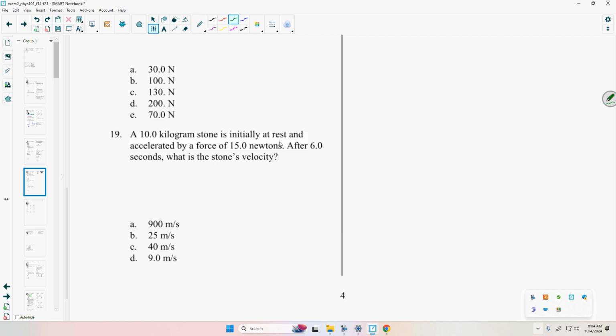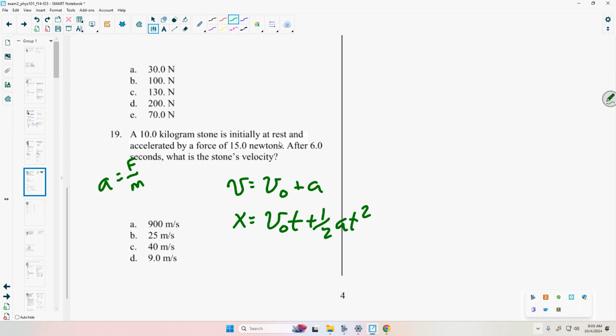You find the acceleration first, A equals F over M, and then you either find the velocity or the displacement, V naught T plus 1/2 AT squared, or V equals V naught plus AT. In this case, V naught is equal to 0, T is 6 seconds, and then you have to find the acceleration, which in this case is F over M, that's 15 over 10 or 1.5. That's a low-ball question, right? You just need to know the equations, but y'all need to know these equations for projectile motion too.